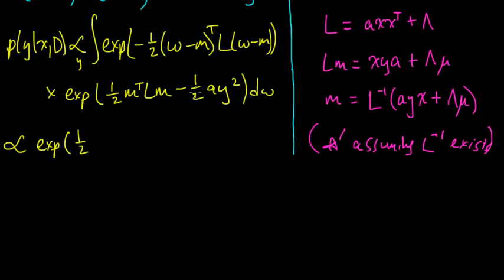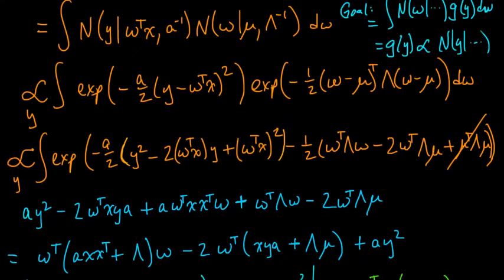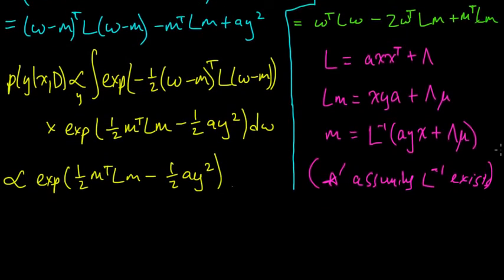This is a constant with respect to W, so it just comes right out of the integral. And that's that function g of y, right? That's what we wanted. We had this function g of y, and now we've got it. Very good.